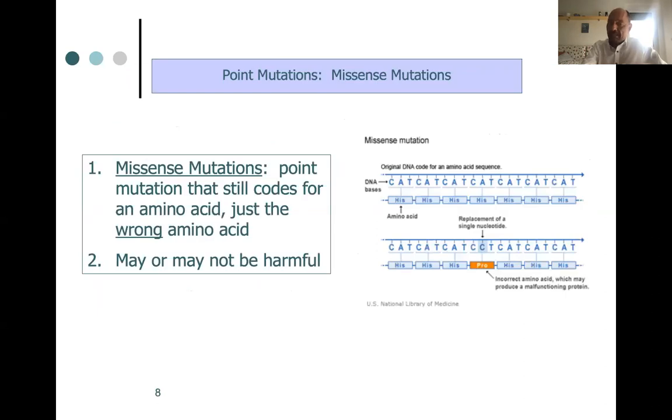The missense mutations instead are point mutations that code for an amino acid, but the wrong amino acid. This is what we have seen previously. The typical point mutation is a missense mutation. So now you change the amino acid. The mutation causes a change in the amino acid.